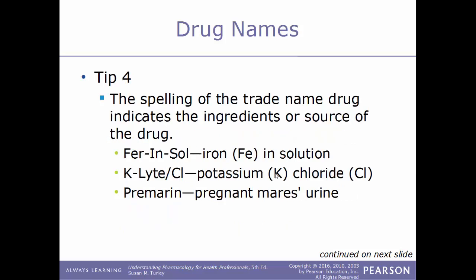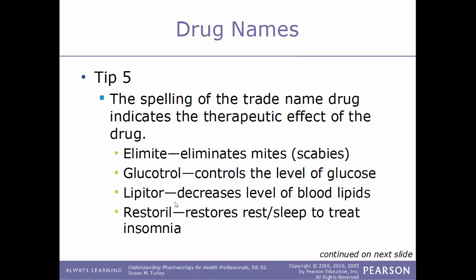Tip number 4, the spelling of the trade drug name indicates the ingredients or the source of the drug. For example, Feosol, this is iron. The chemical symbol for iron is Fe, in solution. So iron in solution, Feosol. Potassium chloride: K is the chemical symbol for potassium, Cl for chloride. Premarin, pregnant mare's urine. Pre for pregnant, mar is a reference to the mare, and then in, urine. Tip number 5, the spelling of the trade name indicates the therapeutic effect of the drug.